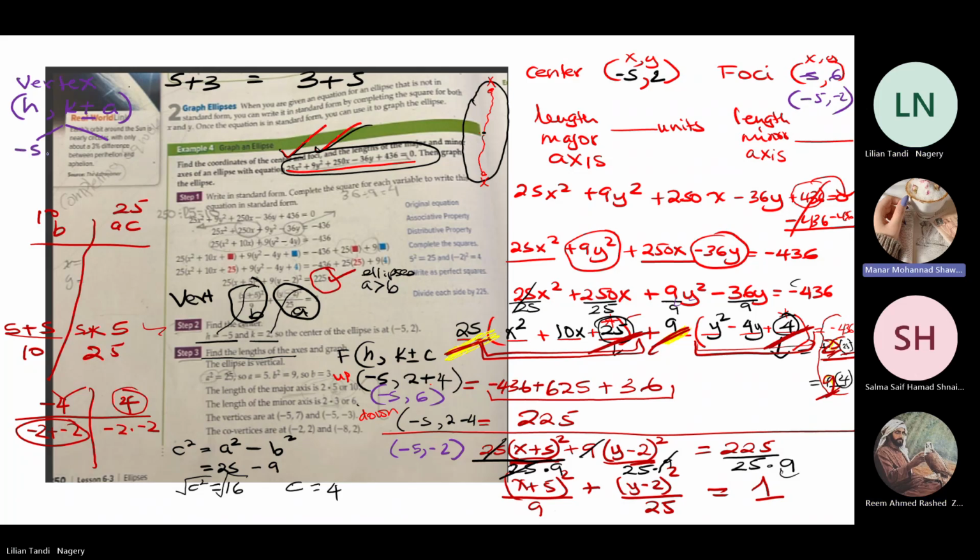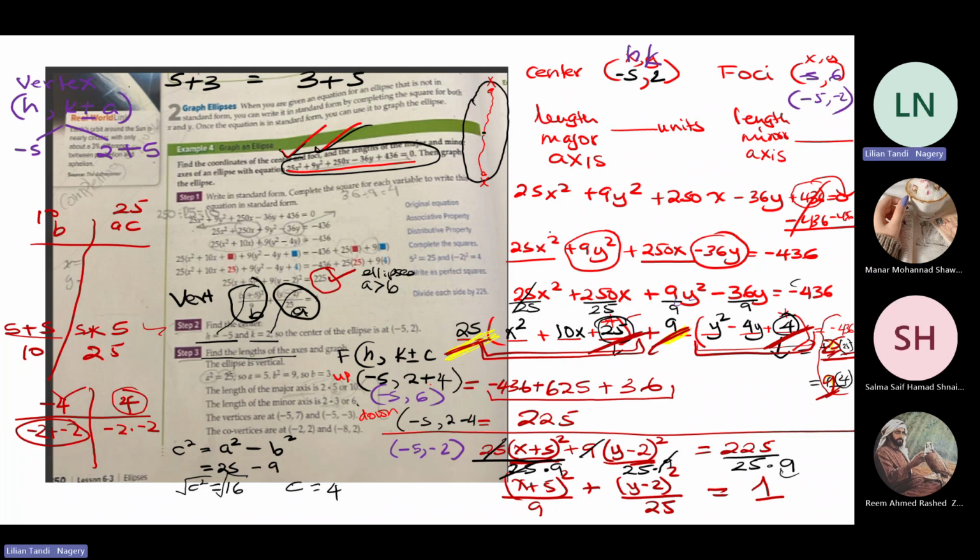How much is K? 2. How do you take H and K? Remember, your center gives you H and K. Now, to get the upper vertex, you will add A. A is Hamza. Do you agree? Yeah.